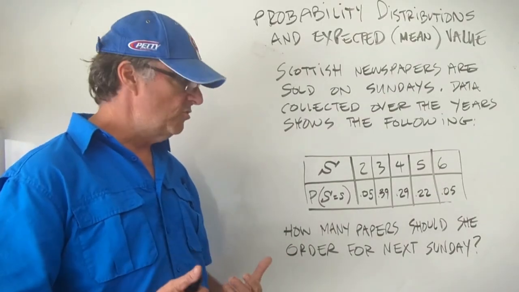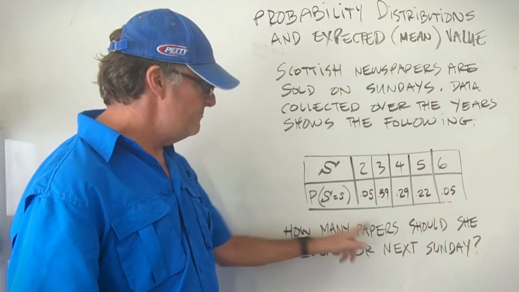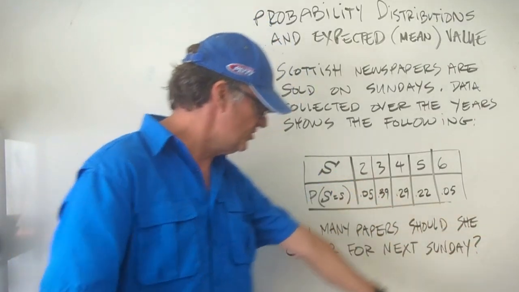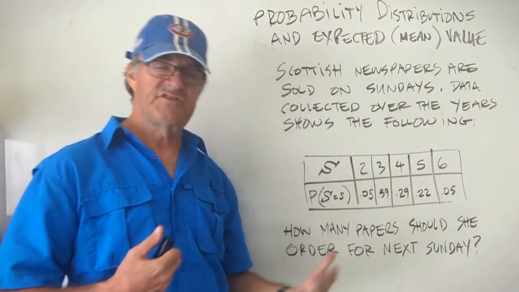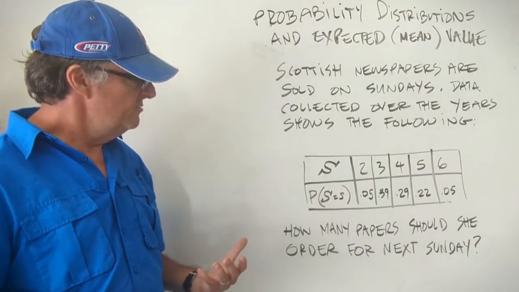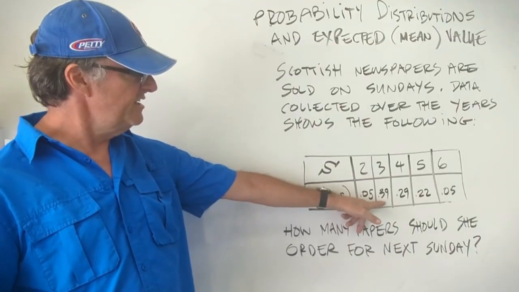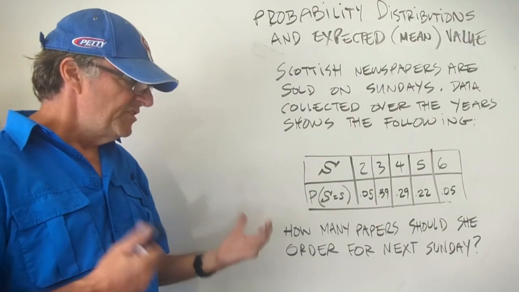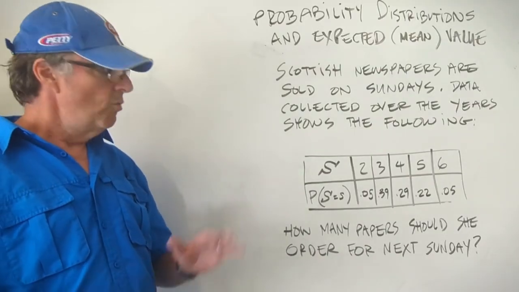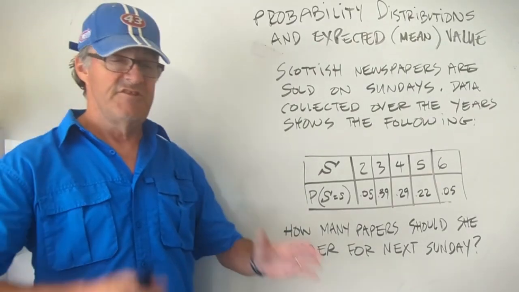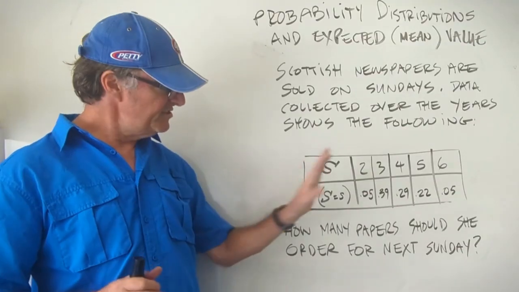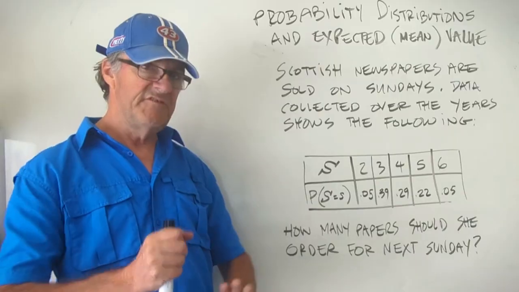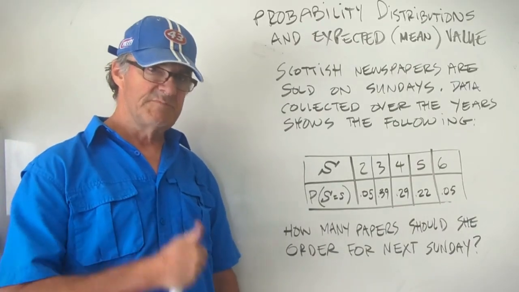Now, here's my question. The example was with a woman, I said me, but how many papers should she buy or order for next Sunday? Okay? So you might say, oh yeah, it's most likely that she's going to sell 3, so let's order 3 for next Sunday. But the answer might surprise you. So what we want to do is find the expected value, and that's using all of this data in the table. If you're feeling bold, pause the video right now and calculate expected value.